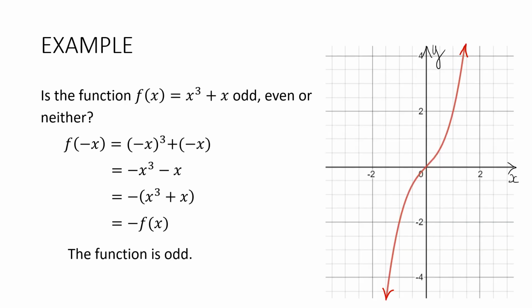Here's the graph. We can see that it has point symmetry about the origin, but let's have a look at a negative value, say negative 1. The y-coordinate is negative 2. Positive 1, the y-coordinate is positive 2. So same value, but different signs. That's what this means.